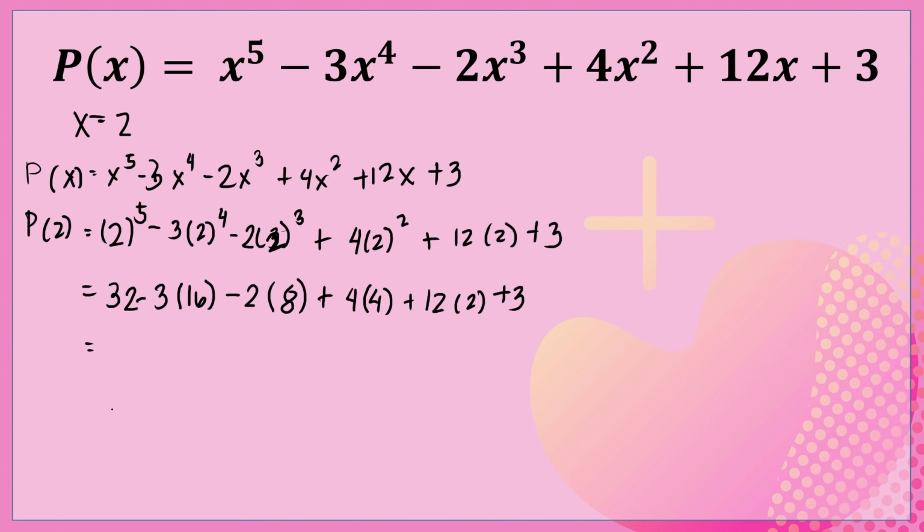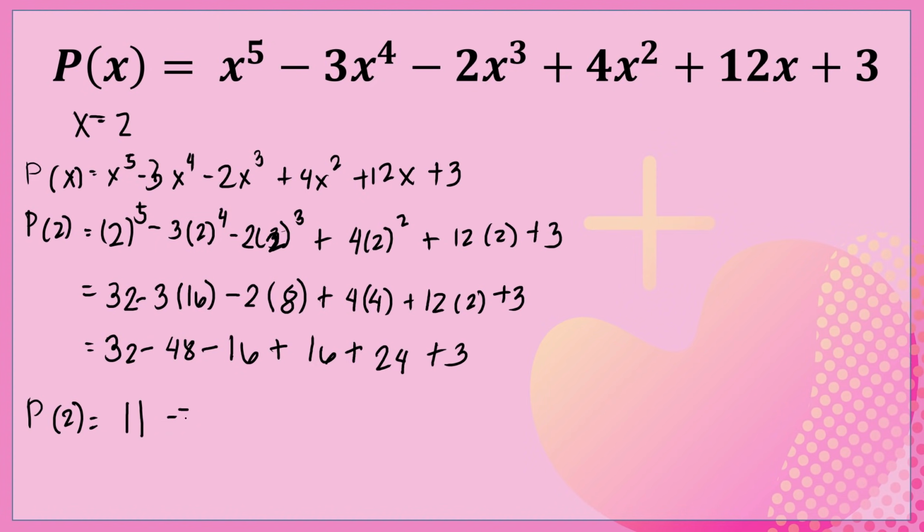Next, after nun, multiply naman lahat ng pwedeng i-multiply. So we have 32 minus 3 times 16 will give you 48. Then minus 2 times 8 is 16 plus 4 times 4 is also 16 plus 12 times 2 is 24 plus 3. Simplify. Then yan na yung ating final answer. So we have 32 minus 48 minus 16 plus 16 plus 24 plus 3. So the answer is positive 11.